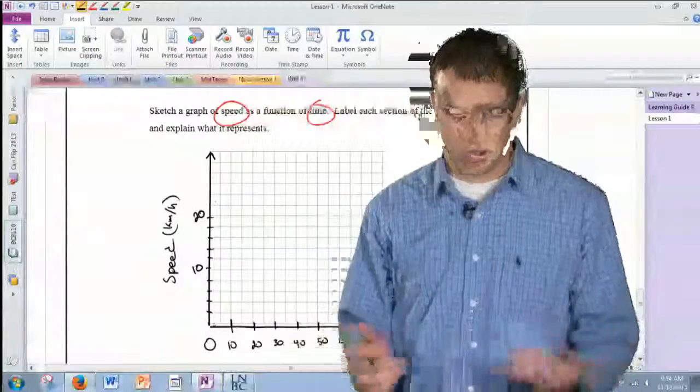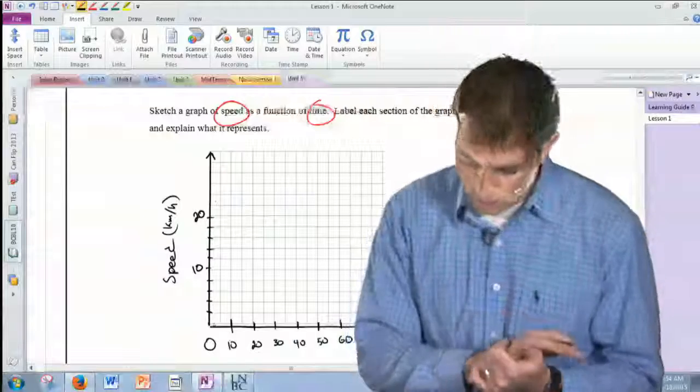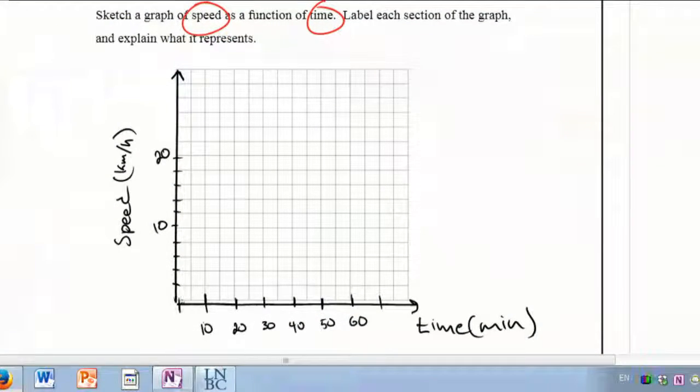It doesn't matter what you choose. You just want to try to use as much of the graph as you can. All right, so I started both of these things at 0. So down here at the bottom I have 0 time, and down here at the bottom I have 0 speed, which is important. And now I need to figure out what's going on here.